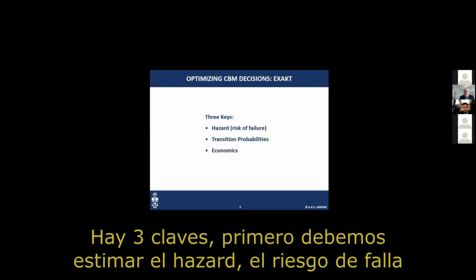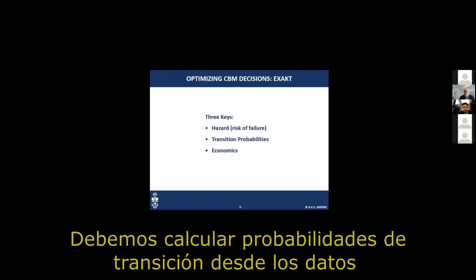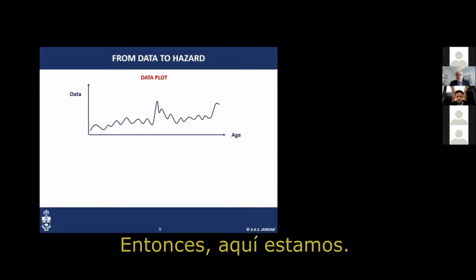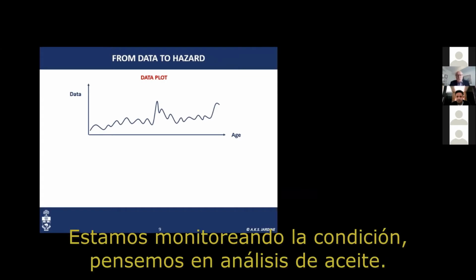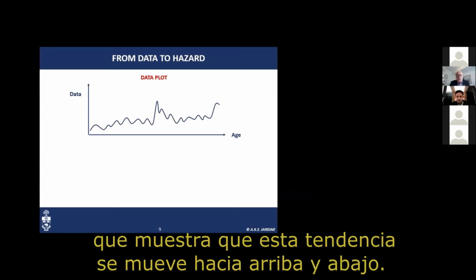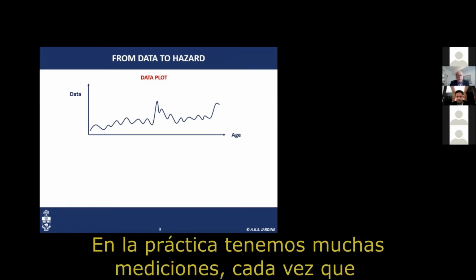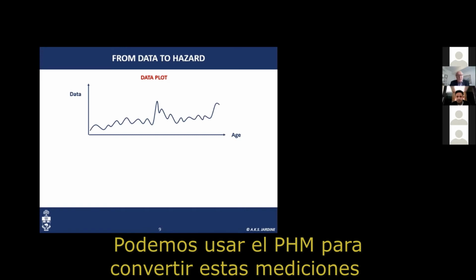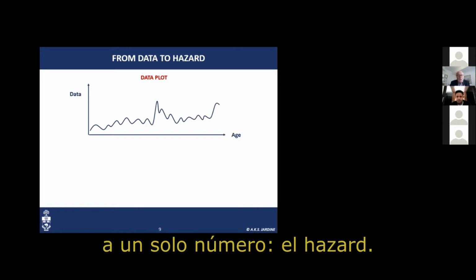There are three keys. First of all, we have to estimate the hazard, the risk of failure. We need to calculate transition probabilities from your data, and we have to take into account economic considerations. So here we are. We're doing condition monitoring. Let's just think of oil sampling. And you have a trend line there that shows that over time, this trend line goes up and down. But that's just for one measurement. In practice, we have many measurements each time we take an inspection. And from these measurements we take at an inspection, we're able to use a proportional hazard model to convert these measurements to one number, the hazard.